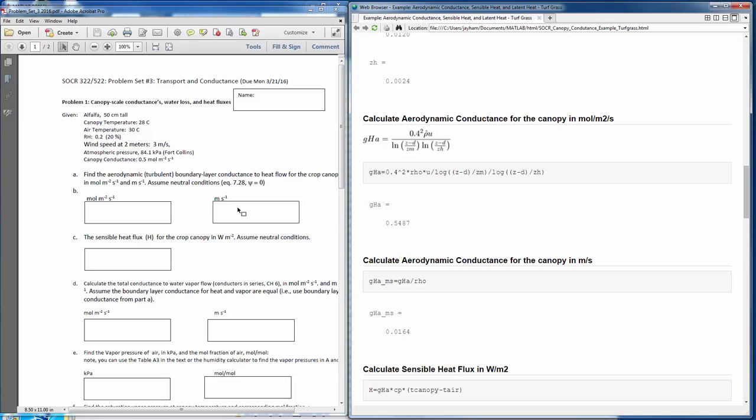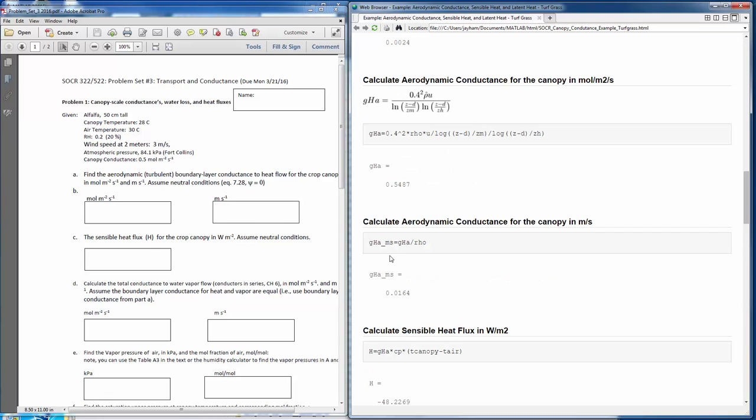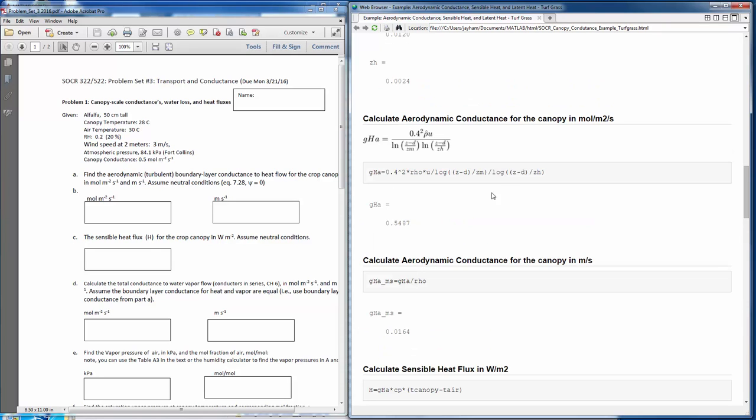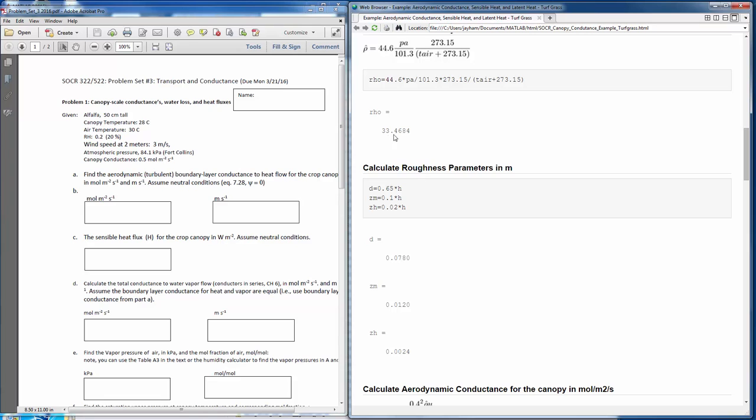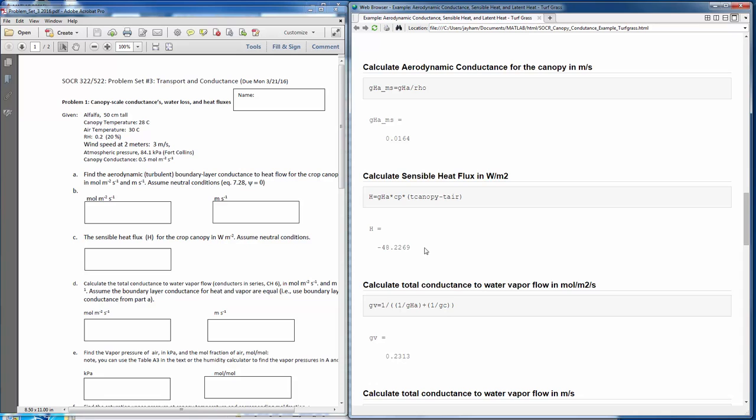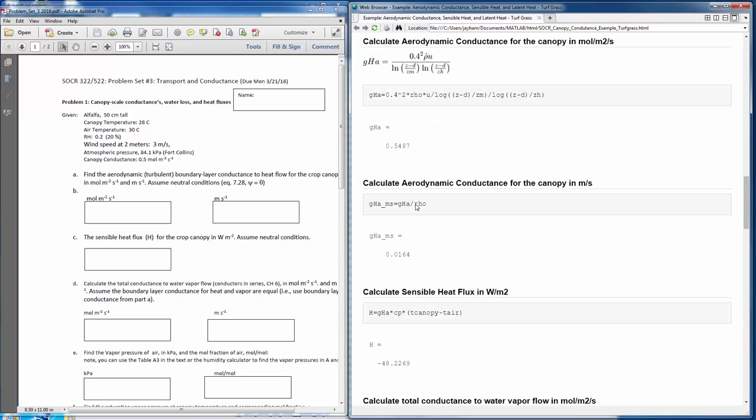Now I ask you to convert that to meters per second. All you have to do, remember you can always convert a conductance expressed as moles per meter squared per second to meters per second just by dividing by the molar density. So you just take your answer here and divide by rho hat from up here. And when you do that, I got 0.0164. Okay.